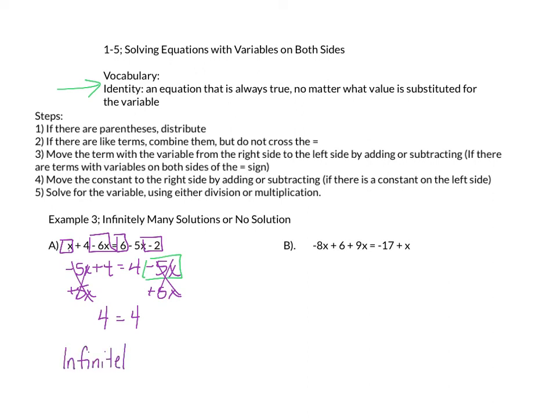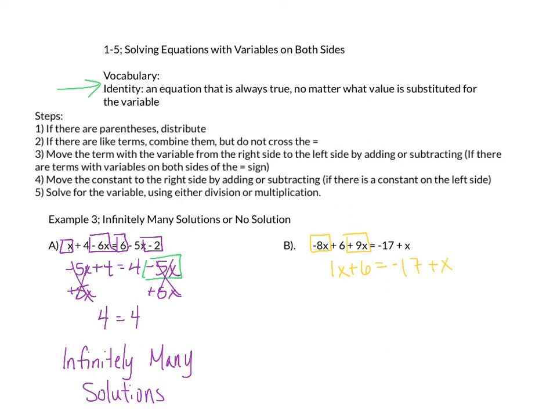Okay? Now we're going to look at what happens if your variables cancel out, but your numbers are not the same on either side of the equal sign, because you will run into that. So there's no parentheses. However, on that left side, we have a negative 8x and a positive 9x that we can combine. And when we combine those, we get 1x plus 6 equals negative 17 plus x.